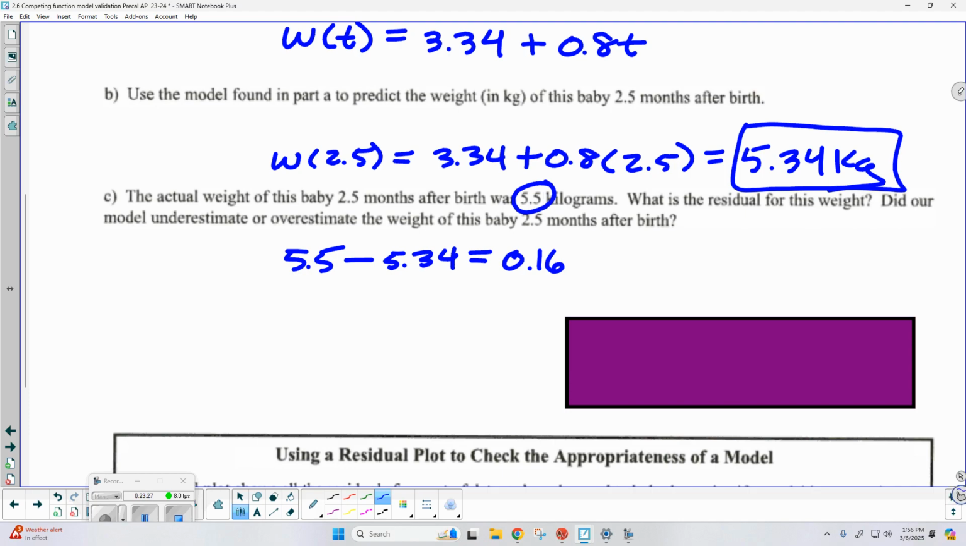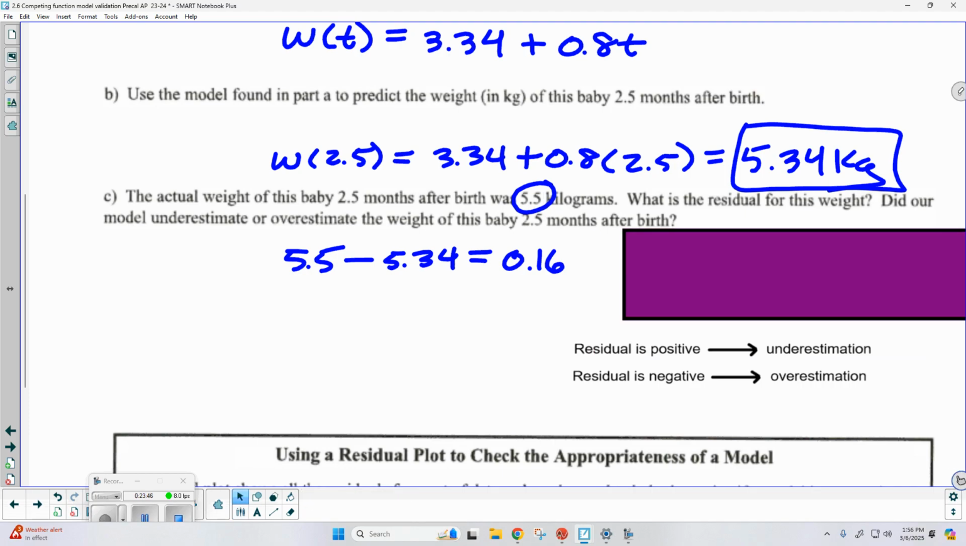That's all a residual is. It's the difference between the exact value and your predicted value. Now it says, did our model under or overestimate the weight of this baby? It underestimated. We got a predicted value that was smaller than the exact. In fact, this is how you want to think about it. If your residual is positive, then that means it's an underestimation. If your residual is negative, then that means it's an overestimation. It's always actual minus predicted.